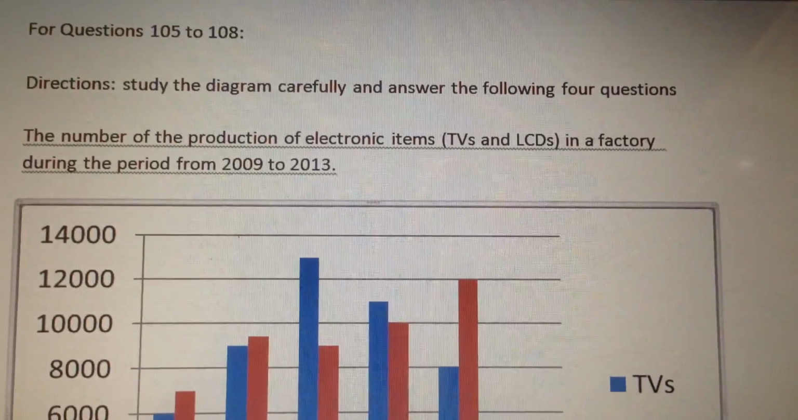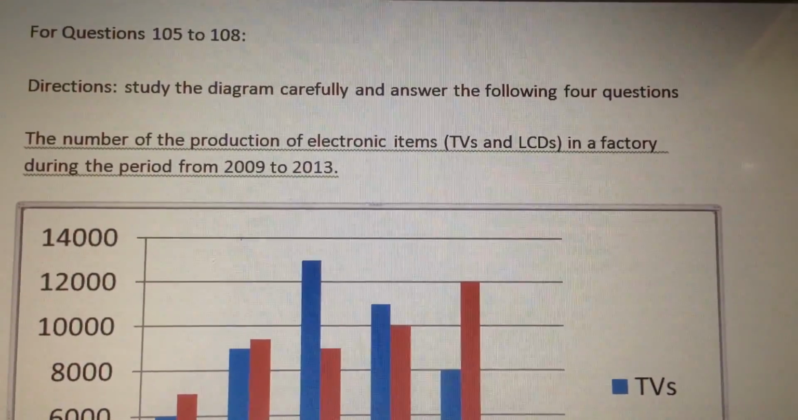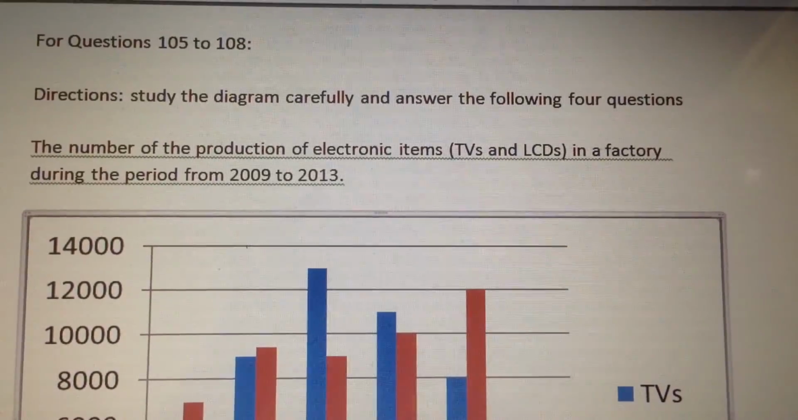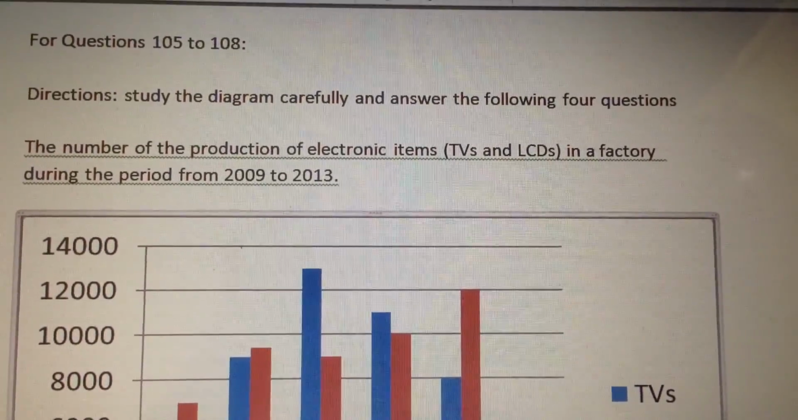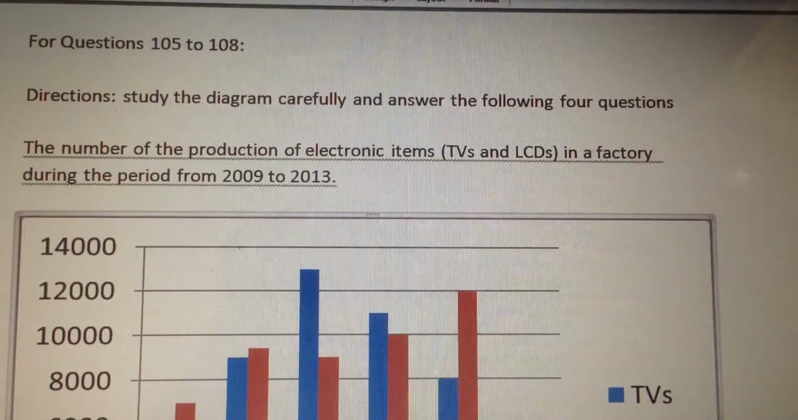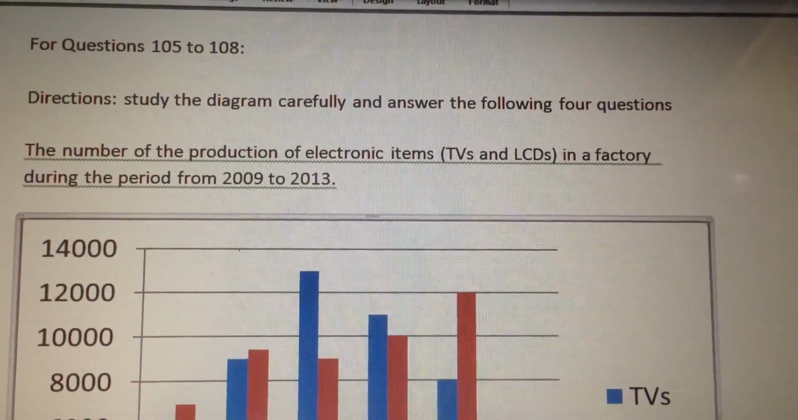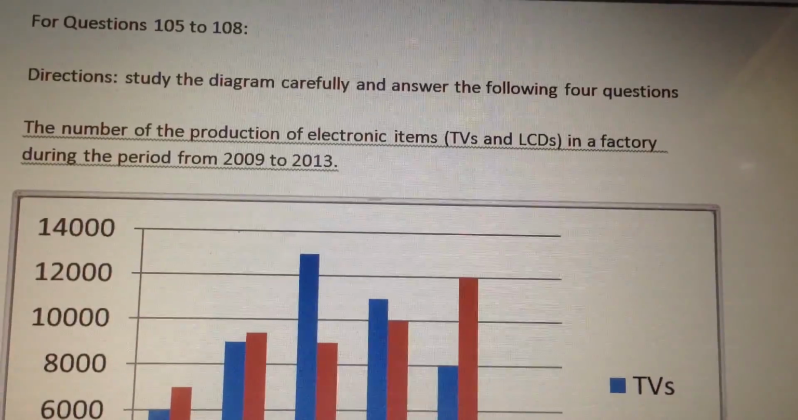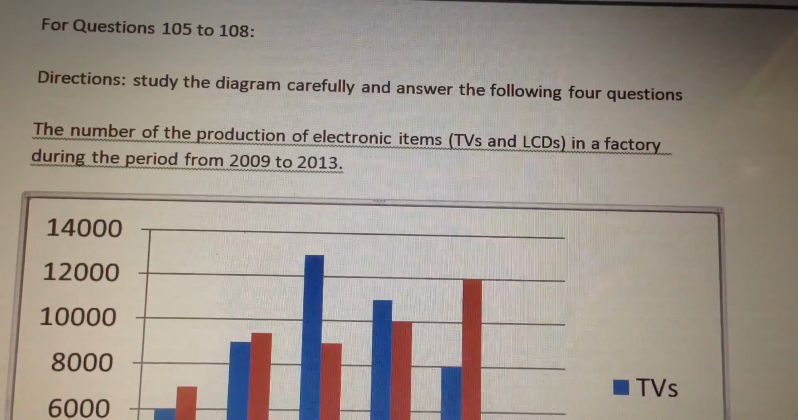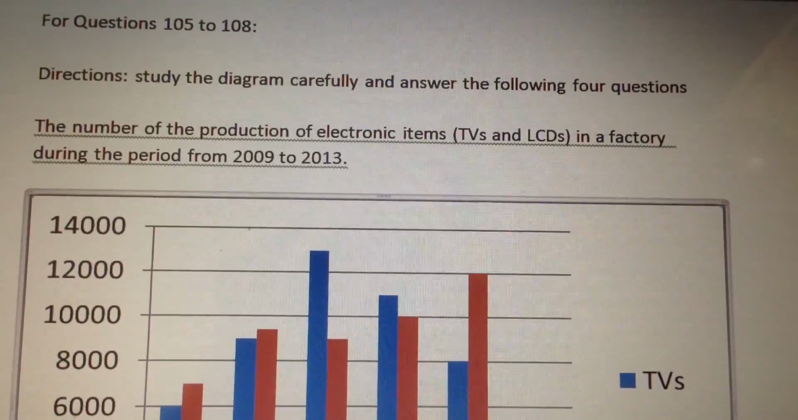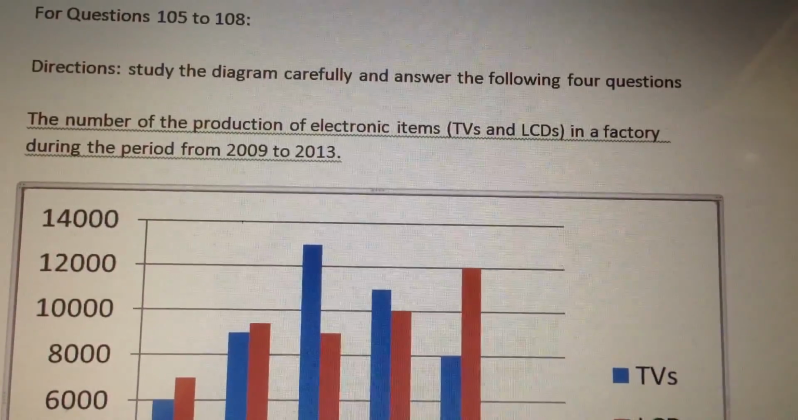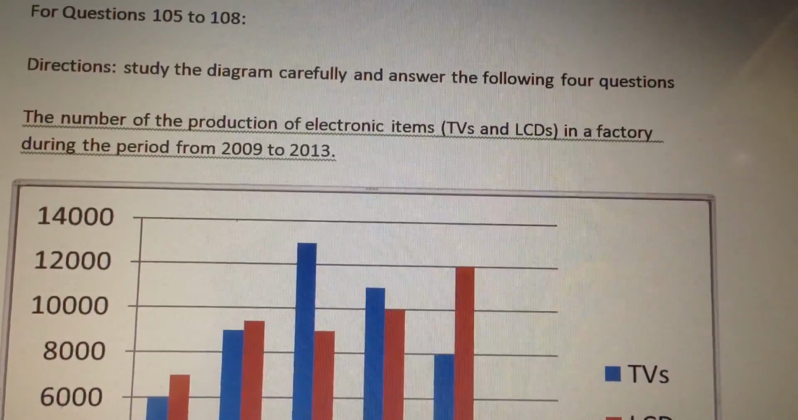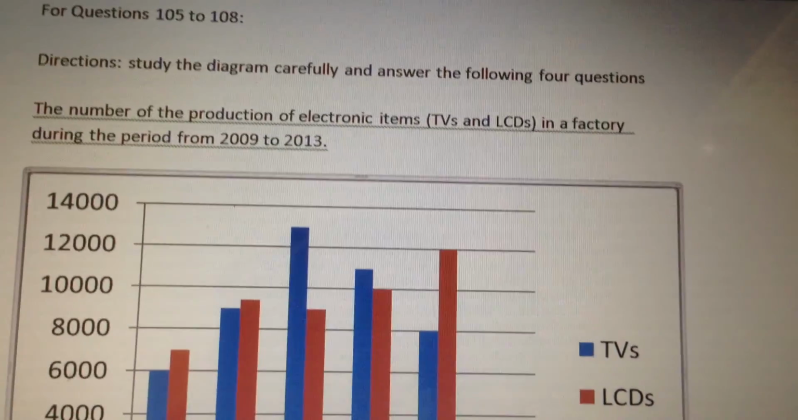Next, question numbers 105 to 108. These are data interpretation questions, and a bar diagram is given. Directions: study the diagram carefully and answer the following 4 questions. The number of production of electronic items, TVs and LCDs in a factory during a period from 2009 to 2013.